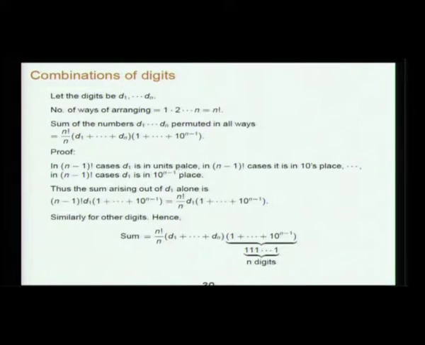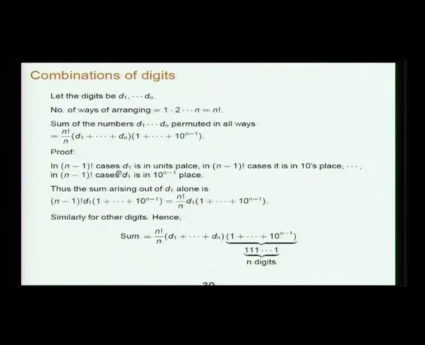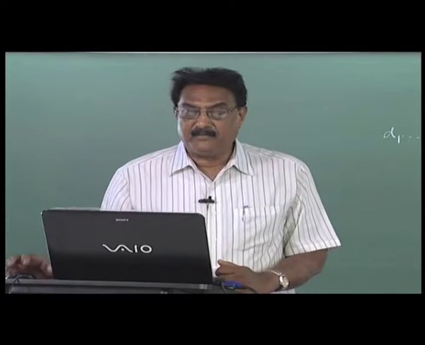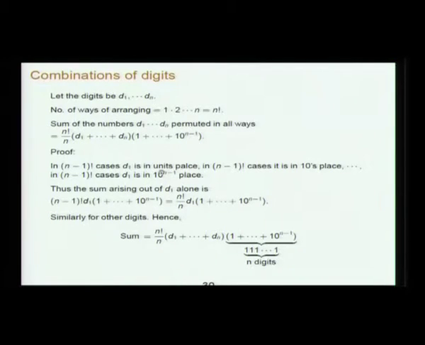Where is d1, you see. So, 1 hour, so that is all the others can be interchanged and permuted. So, factorial n minus 1 cases d1 is in units place, in factorial n minus 1 cases it is in tens place, etc. In all the places it is in factorial n minus 1 cases. So, thus the sum arising out of d1 alone is this.